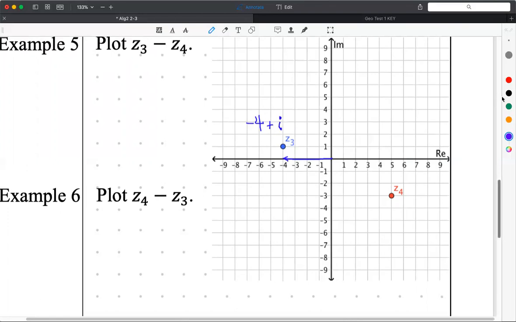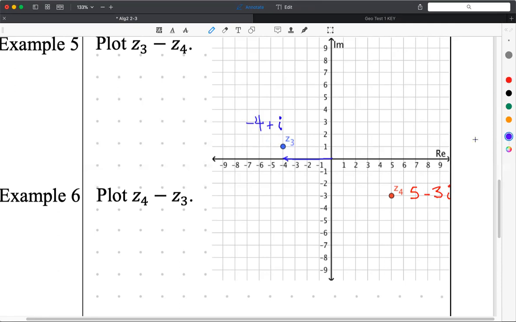What about Z4? Help me find the coordinates of Z4. That's right 5 and down 3. Down 3. So if it's down 3, is that going to be plus or minus 3? Minus. Minus 3i. Okay. So we have Z3 and Z4.